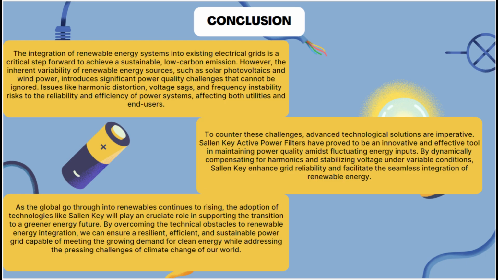To counter this challenge, advanced technological solutions are imperative, such as Simulink active power filters, which have proven to be an innovative and effective tool in maintaining power quality amidst fluctuating energy inputs by dynamically compensating for harmonics and stabilizing voltage under variable conditions. Simulink enhances grid reliability and facilitates the seamless integration of renewable energy. As the global demand for renewable energy continues to rise, the adoption of technology like Simulink will play a crucial role in supporting the transition to greener energy in the future.